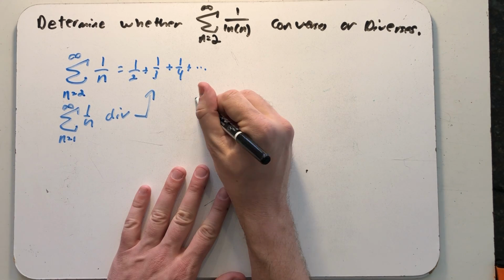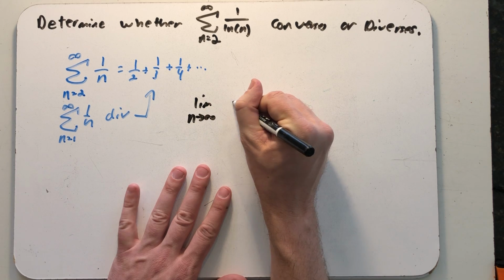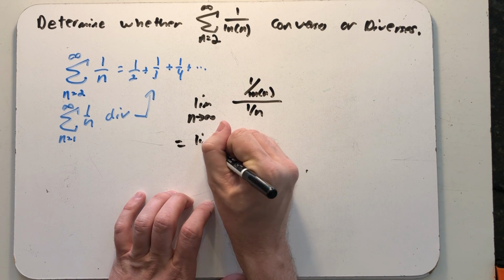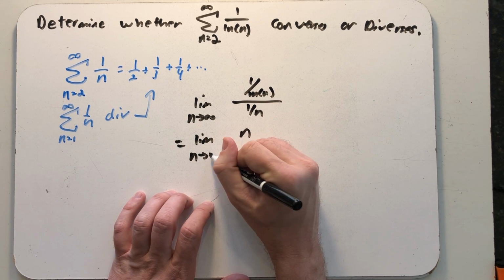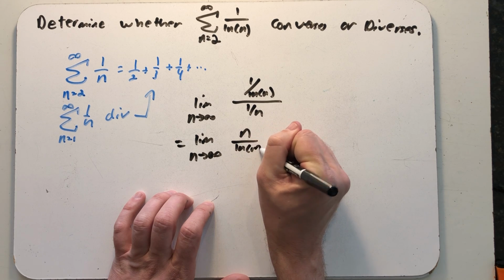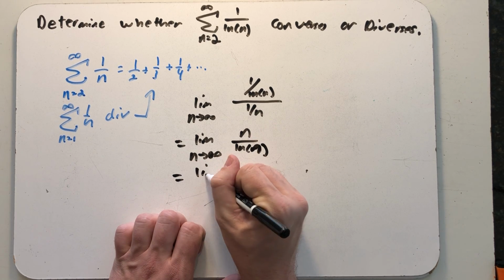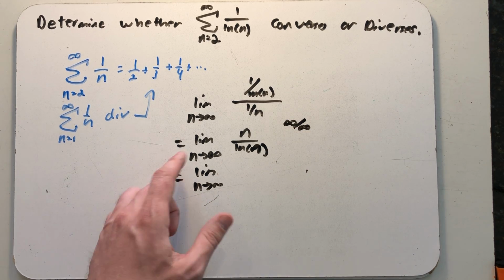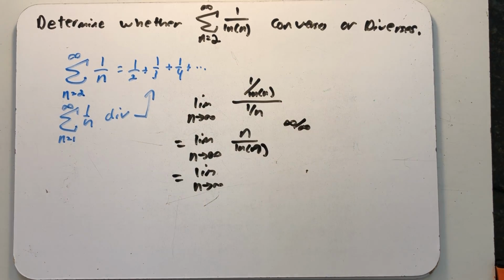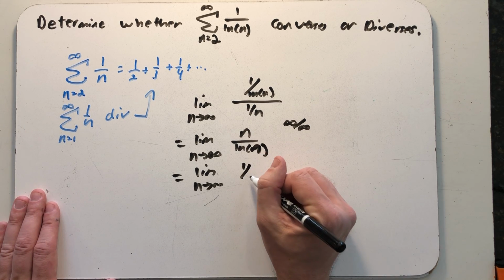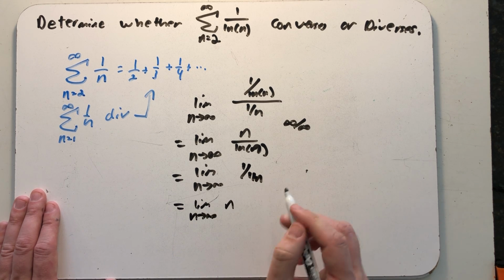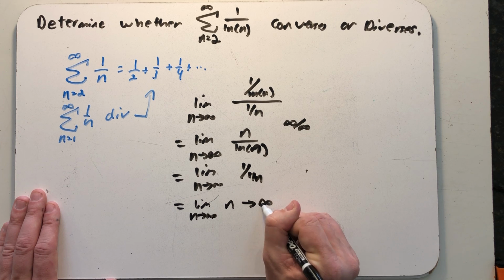All right, so we set up our limit comparison test. We take the limit as n approaches infinity of the quotient of the two nth term formulas. Well, this becomes n over the natural log of n. When I examine this, this is infinity over infinity, because n's going to infinity, so the top definitely is, and the natural log function also goes towards infinity as its argument does. So I get to use L'Hopital's rule. And I just get the limit as n approaches infinity of n, which goes to infinity.